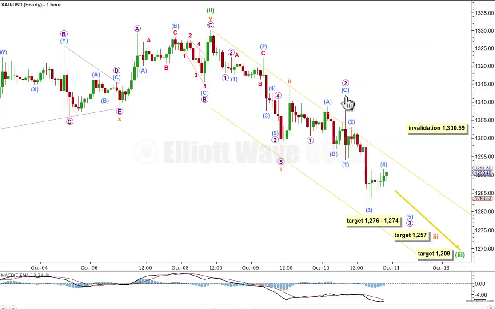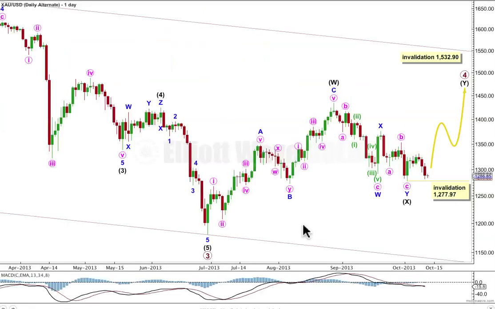Microwave 2 was a deep, expanded flat correction. When microwave 4 arrives, after this target is met, we should see some upwards movement, and that upwards movement for the fourth wave can't move back into first wave price territory above 1300.59. I'll expect that upcoming fourth wave to be relatively shallow and to end within the price territory of the fourth wave of one lesser degree, sub-microwave 4, in this price range down here. So we'll have further downwards movement, I'm expecting, with a series of little fourth wave corrections on the way down.